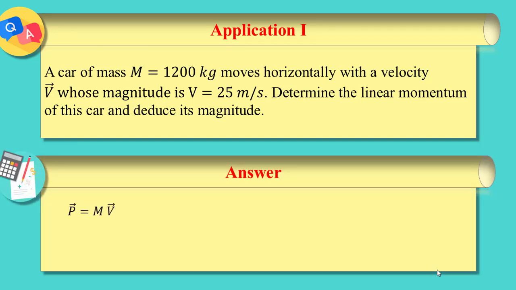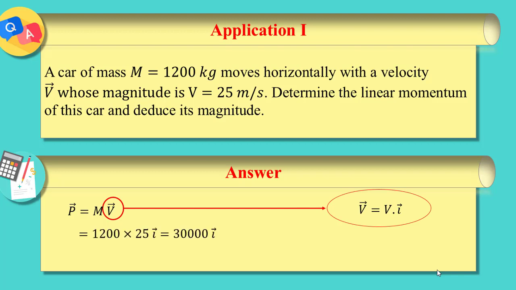First of all, the expression of the linear momentum is given by p equals the mass times the velocity vector. In this exercise, they gave us the magnitude of the velocity vector, but we know that v vector is written as v i vector. Let's replace: 1,200 times 25 i equals 30,000 i vector. This is the linear momentum vector. Its magnitude is given by 30,000 kilograms meter per second.